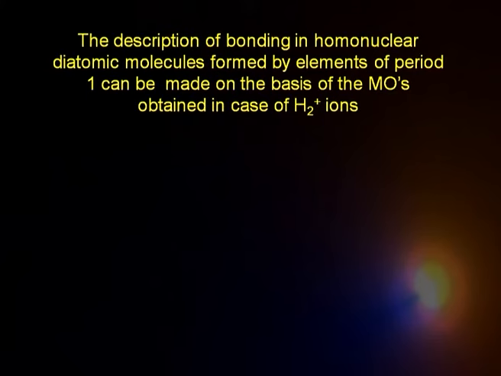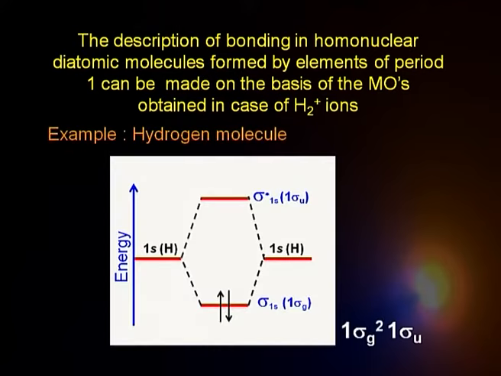Say if I want to talk about, let us say, the example of hydrogen molecule. In case of hydrogen molecule, there are 2 hydrogen atoms combining. So, there is the 1s orbital of hydrogen atom number 1 and the 1s orbital of the second hydrogen atom; the 2 combine together to give me 2 molecular orbitals. One is my sigma 1s or 1 sigma g, a sigma molecular orbital, and this is 1 sigma u, an antibonding molecular orbital.